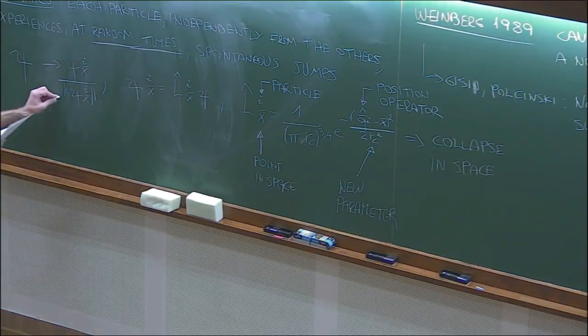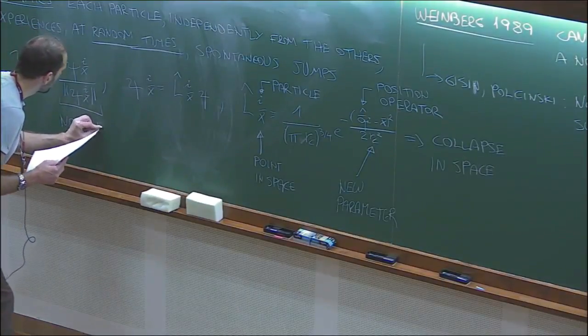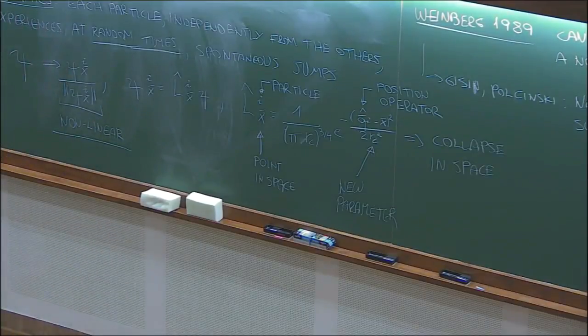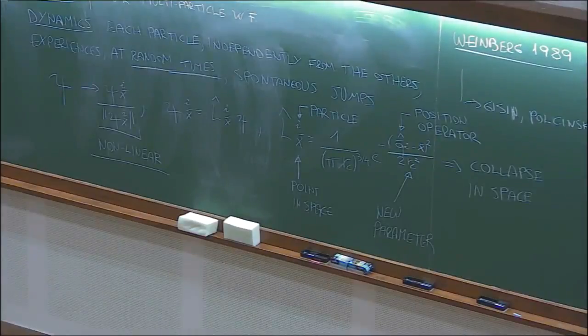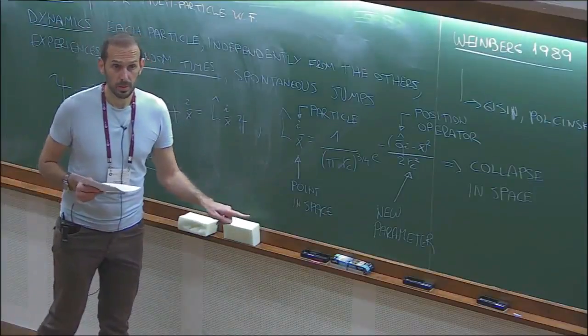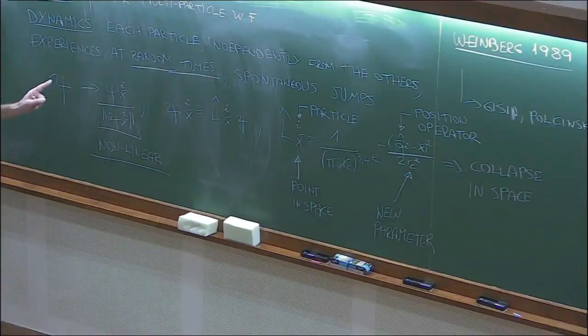Note, it is nonlinear. The operator L is a linear operator, but the collapse is this one: you multiply psi by L, but you want to normalize to 1. And the combination of the two things makes the process nonlinear. It's a collapse of the wave function.